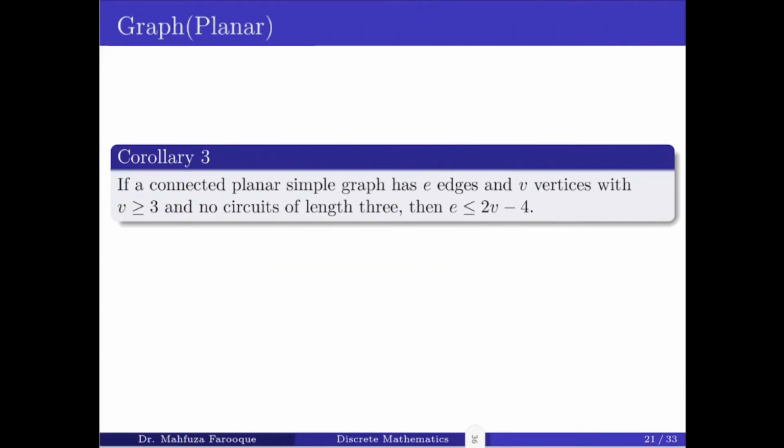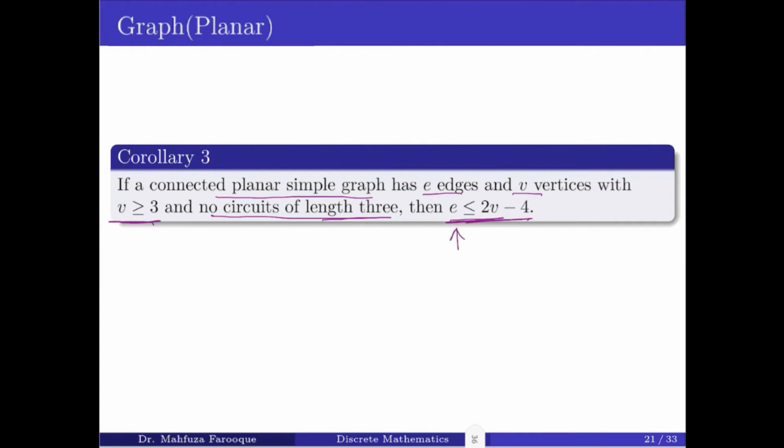Now let's see another corollary. The third corollary states that if a connected planar simple graph has E edges and V vertices, where V is greater than or equal to 3, and no circuit of length 3 exists, then the number of edges is less than or equal to 2 times V minus 4. So that means if there is a planar graph and there is no circuit of length 3, then that planar graph has a number of edges that is less than or equal to 2V minus 4.